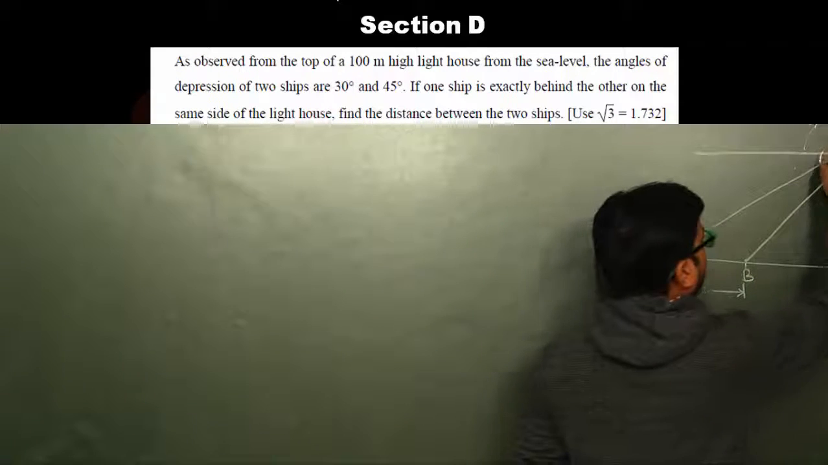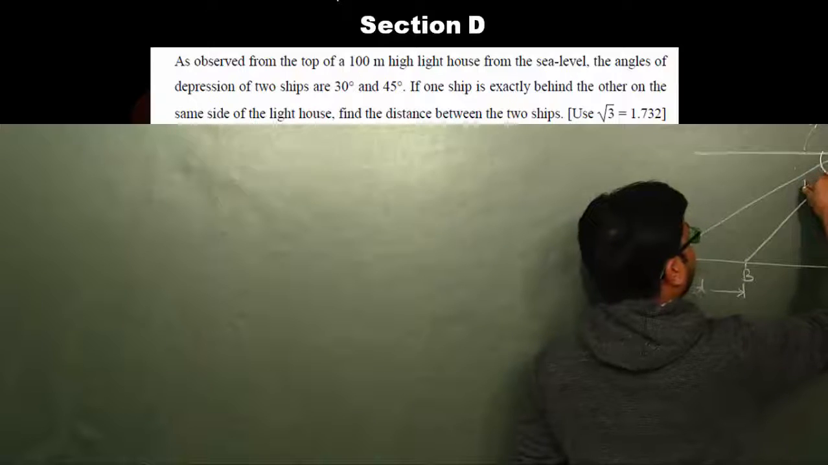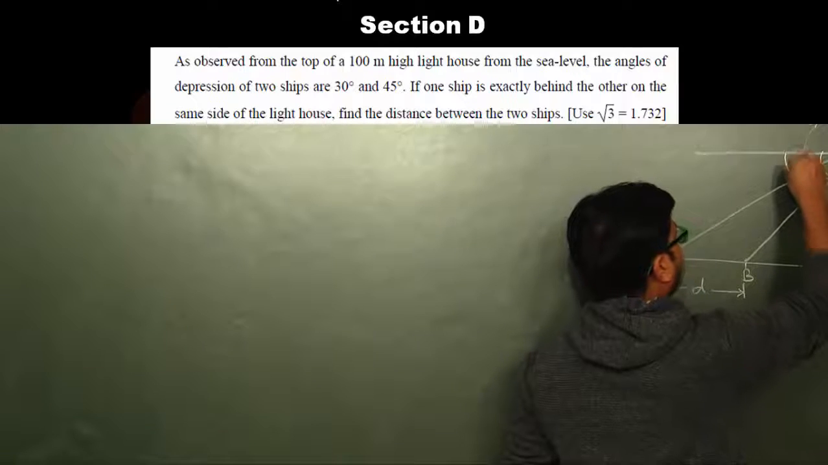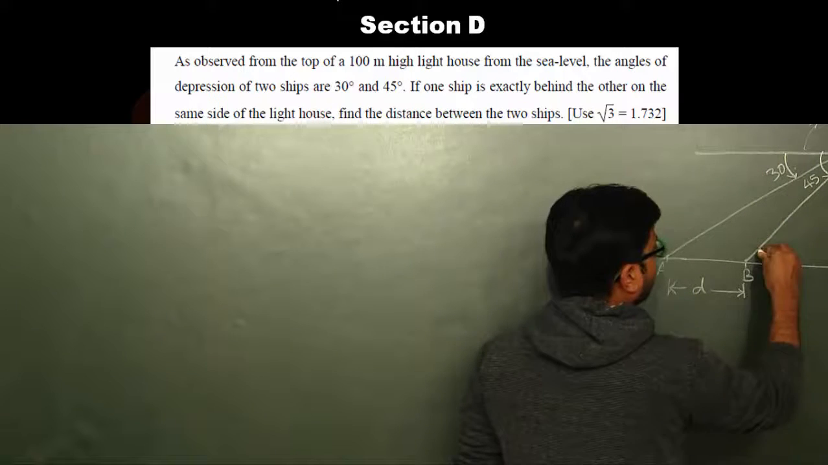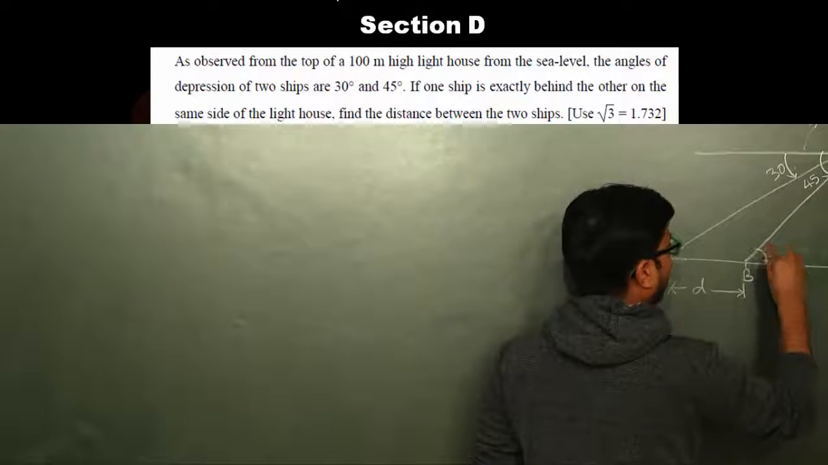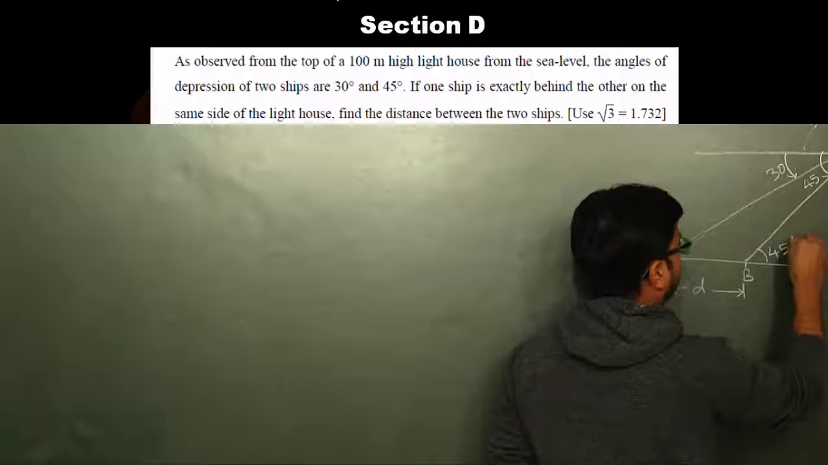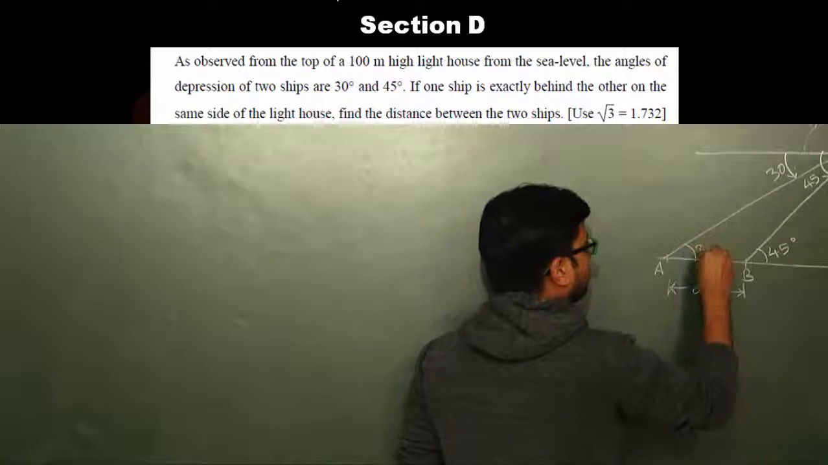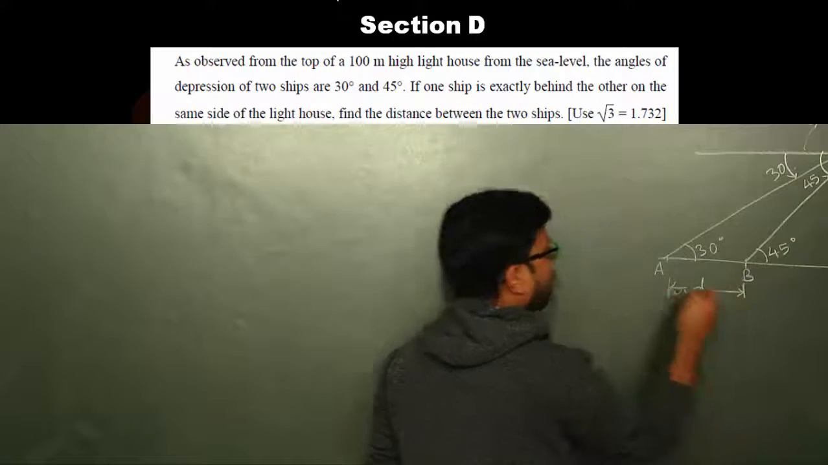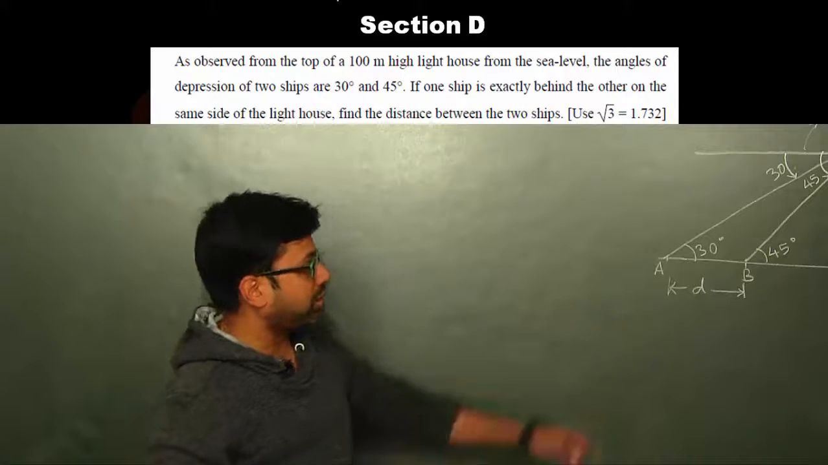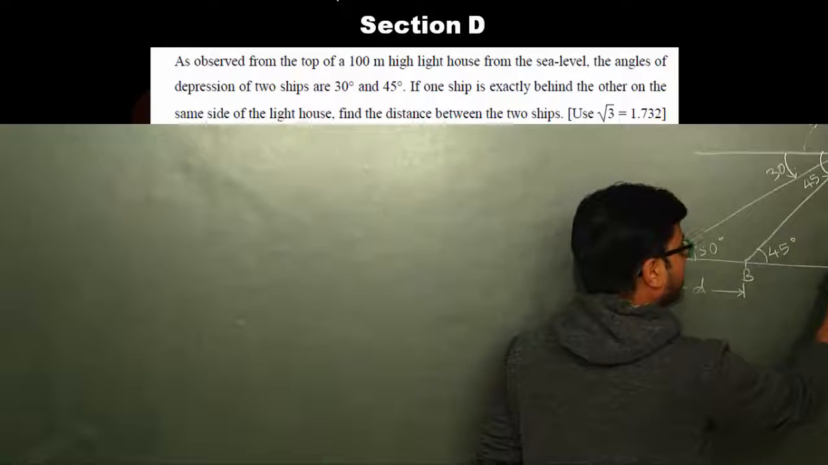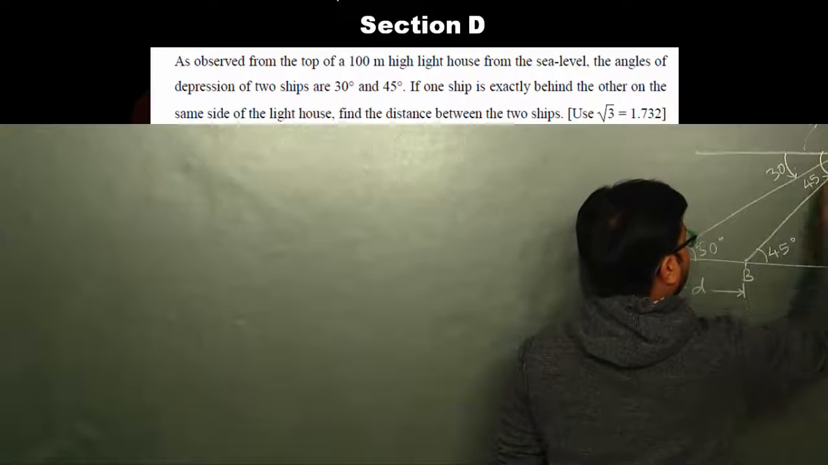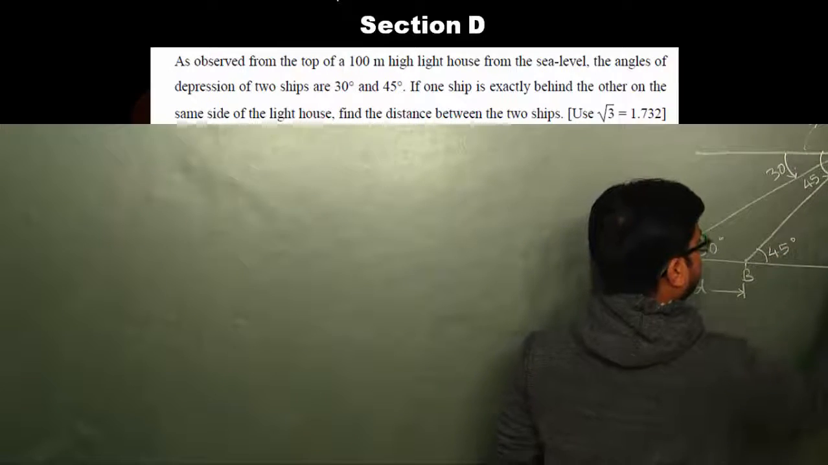So angle of depression of one ship is 45 and the angle of depression of the other ship is 30 degrees. If this is 45, by alternate angle this is going to be 45 degrees. If this is 30, this is going to be 30 degrees, and we have to find the distance between the ships, which is d. So this is the diagram, and once you make the diagram, it becomes very easy to solve. If this is A, B, this is C, and this is D.